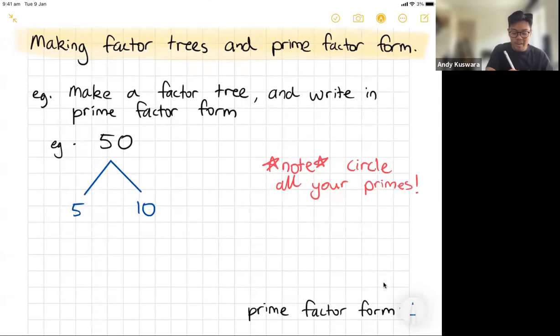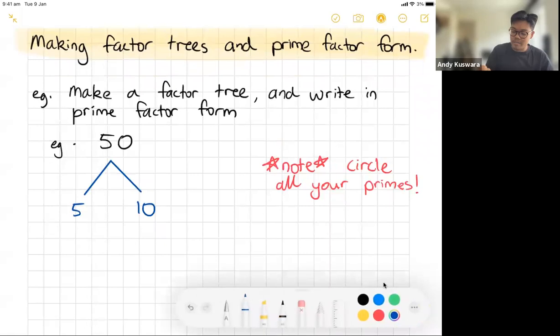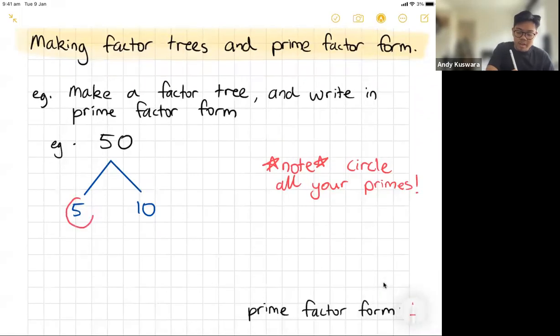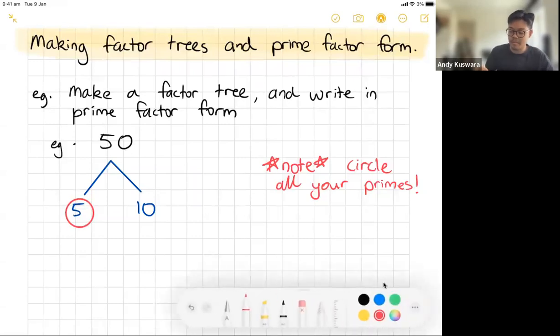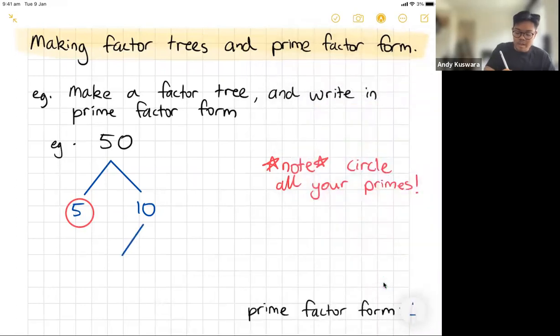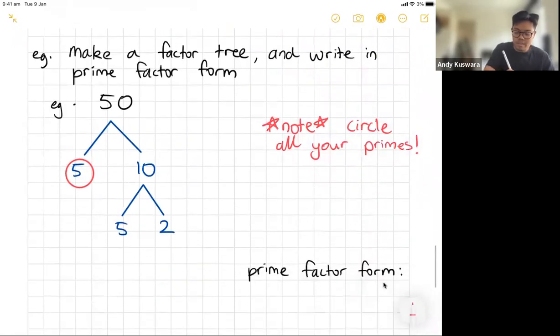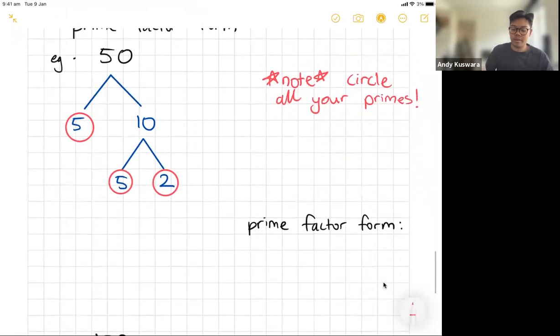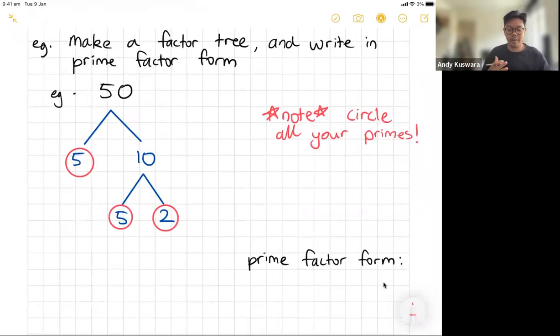I can't break down 5 anymore. So 5 is as far as it can go. So what I'm going to do is, if I can't go any further, if I can't find two whole numbers that divide into 5, I'm going to circle it. But what about 10? Let's see if I can keep going with 10. I know that's going to be 5 and 2. And what's nice about this is, okay, 5 is a prime number, and was 2 a prime number? Yeah, it was. And so that there is how I make a prime factor tree.